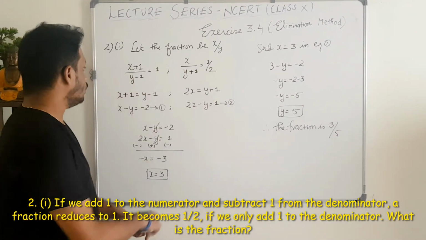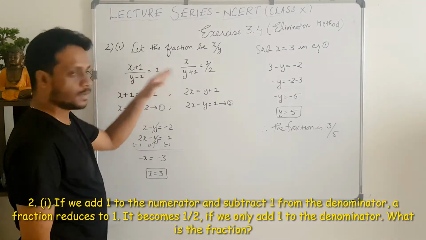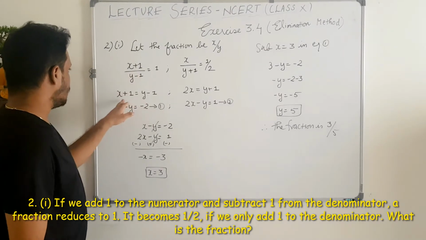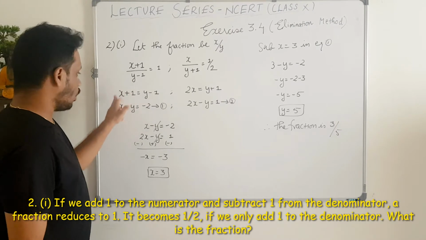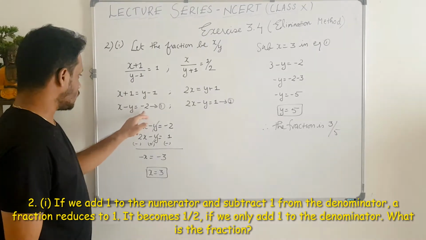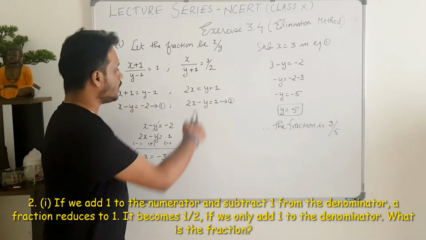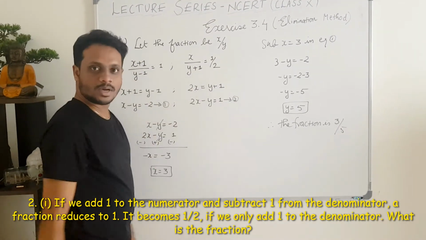So now what we do, this is in the form in the correct linear equation format. So we do the cross multiplication and bring it down to the equation type. So when you cross multiply this, you get x plus 1 is equal to y minus 1, and you collect all x and y's one side. So x minus y is equal to minus 2. This becomes your first equation. And here again when you cross multiply, you get 2x is equal to y plus 1 or 2x minus y equal to 1. This becomes your second equation.